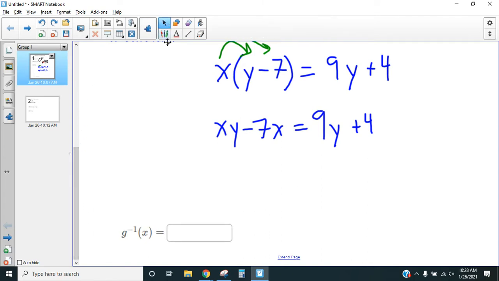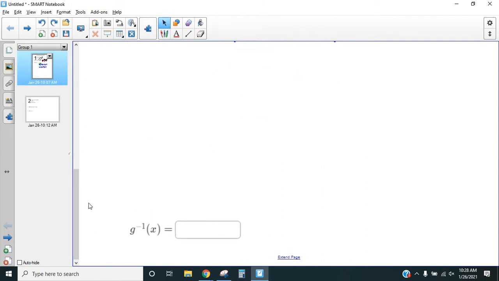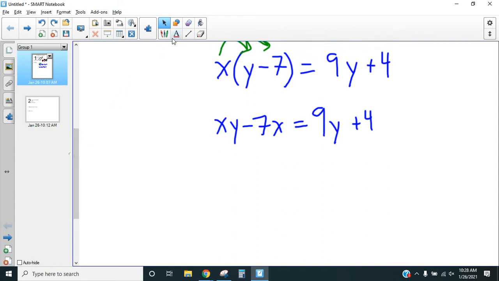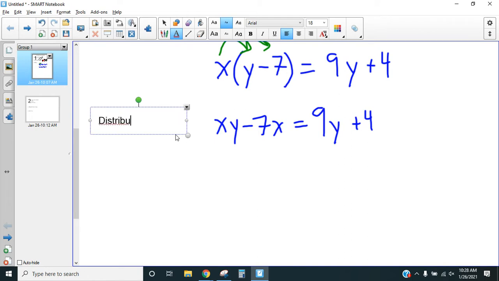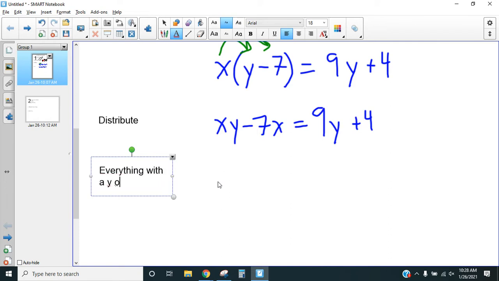So that was when we distributed. I need to move this thing down. This is where our answer is going to go. What are we solving for again? Y. So I'm going to make a little note here. We distributed. Next thing to do: everything with the y on one side, everything else on the other.